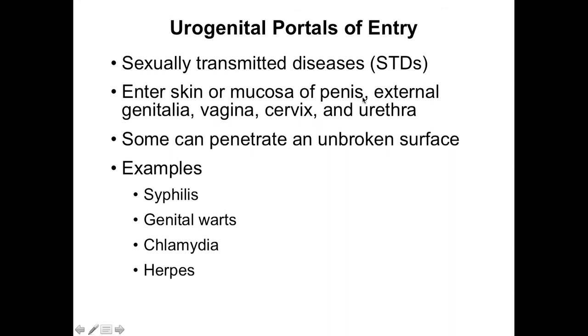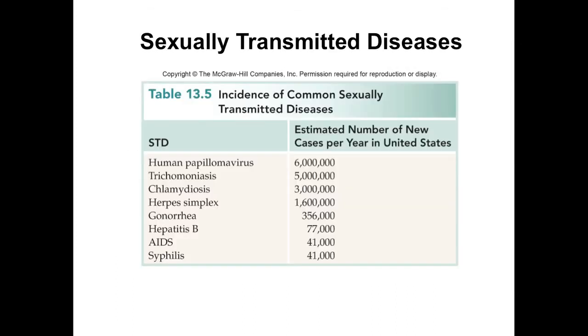They enter via the skin, mucous membrane of the penis, external genitalia, vagina, cervix, and urethra, and so forth. All of these areas usually have thinner skin, making it easier for things to penetrate through. They can also penetrate unbroken skin or unbroken surfaces, but generally some microtrauma does need to occur for them to get in. Some examples of these: syphilis, genital warts, chlamydia, herpes, gonorrhea, the list goes on. There's a lot of them.